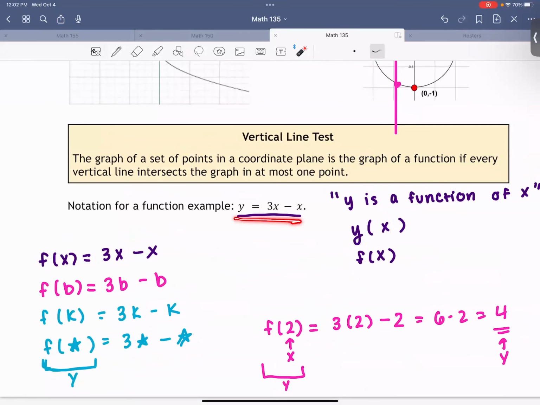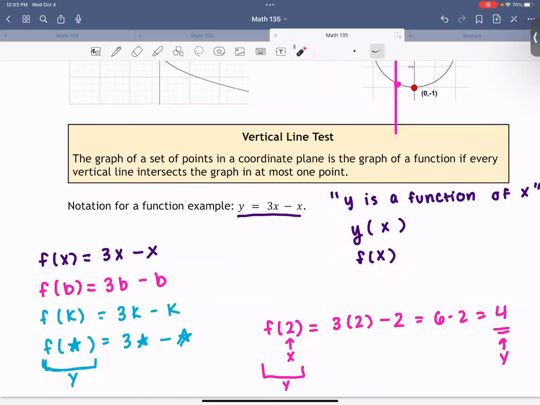Let's just say our function was y equals 3x minus x. If you graphed it, it would look like a function. And the way we would talk about it is to say that y is a function of x. And mathematicians, we don't like writing out really long terms. So we'll usually say y of x, or even more commonplace is f of x. So you'll see instead of y, just f of x, g of x, h of x, things like that.